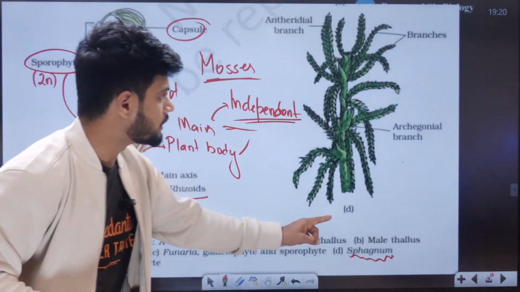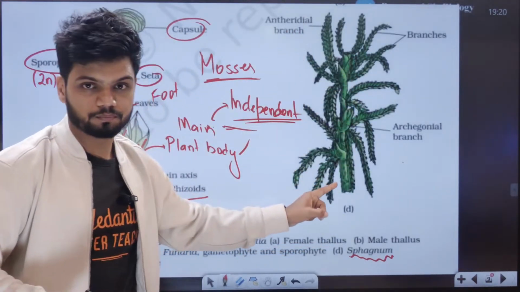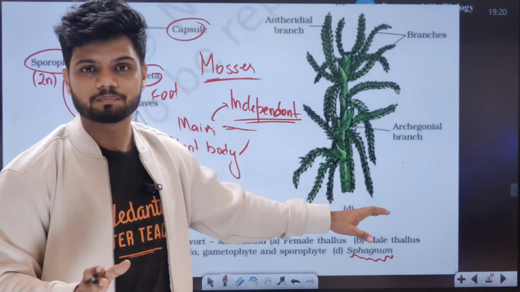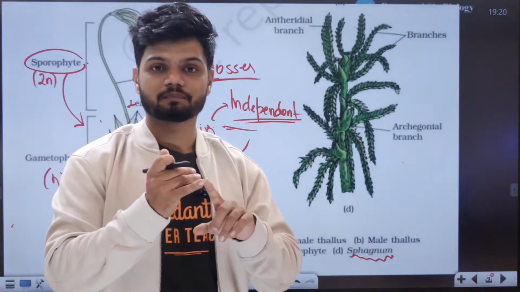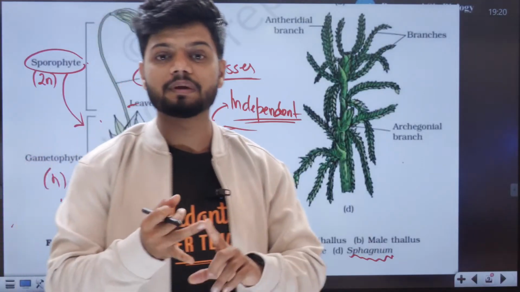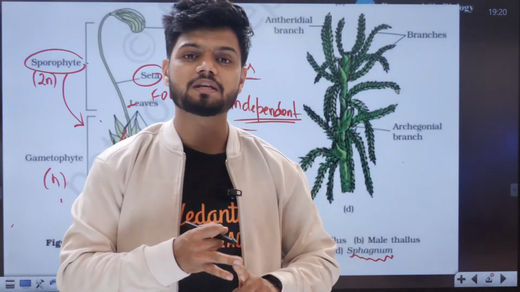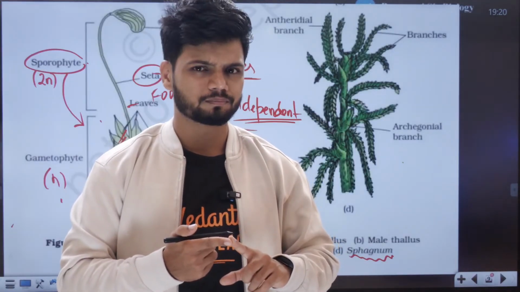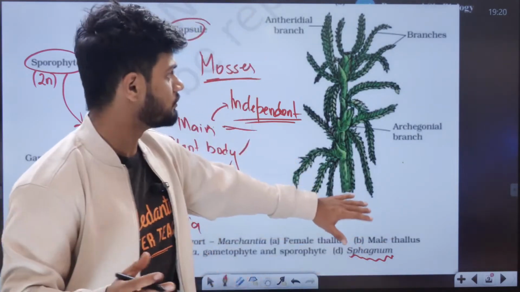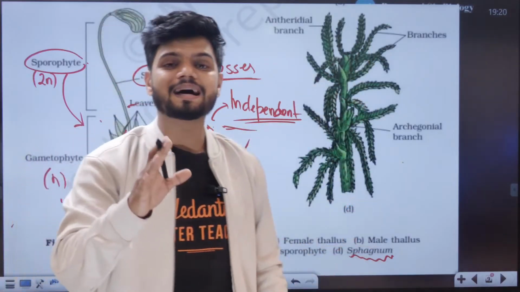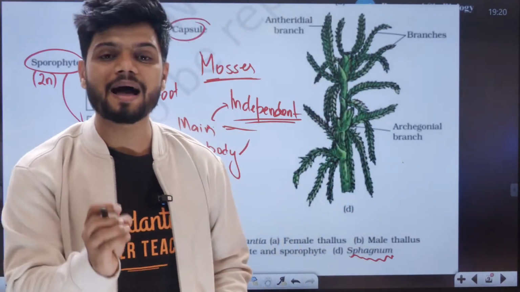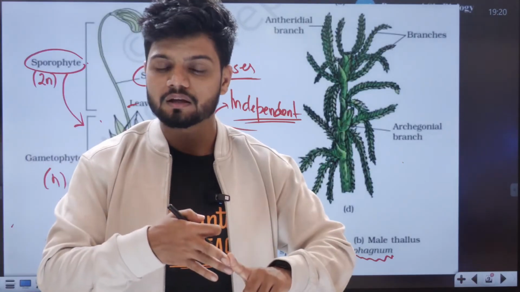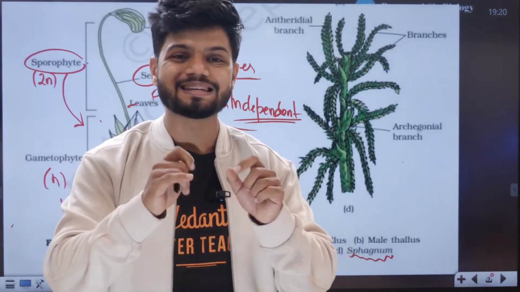Now, sphagnum here. This is a diagram they'll give you, and the question is very simple. This diagram right here of sphagnum: option A, sporophyte. Option B, gametophyte. Option C, both A and B. Option D, none of the above.